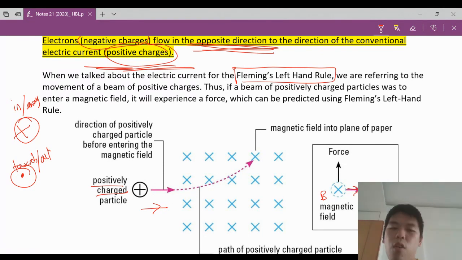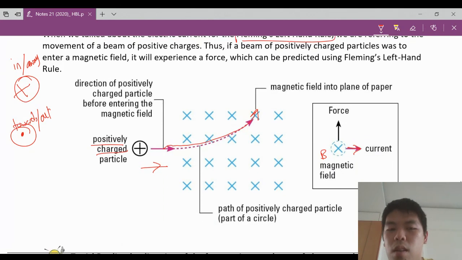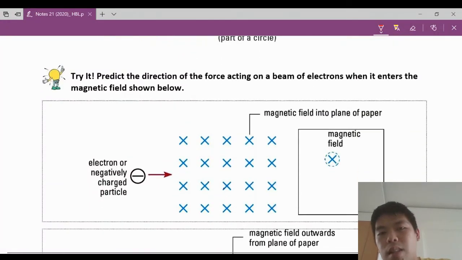Let's identify the force using FBI. B goes into the paper, I goes towards the right, and the force will go upwards. So that is why your charge will experience a force upwards and it will start to turn because it experienced a force upwards. All right, let's take a look at the next two.